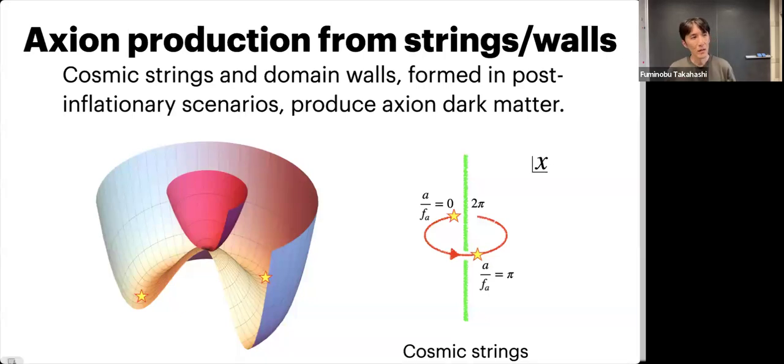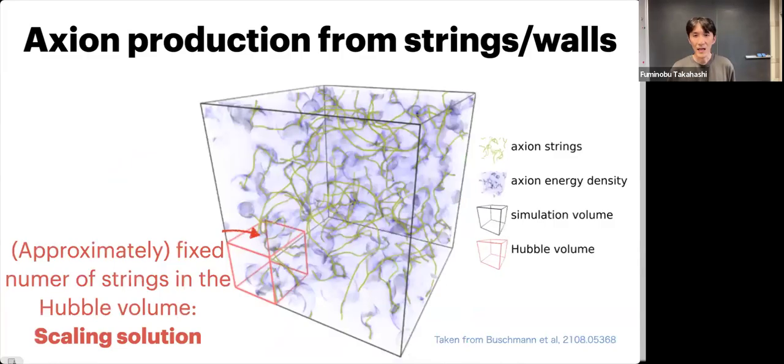And the evolution of the cosmic strings and domain walls has been extensively studied because they are crucial for estimating the axion abundance. For instance, I took this figure from the Buschmann et al. paper. These yellowish lines are the axion strings. Okay? And the blue regions represent the axion energy density. And this red box corresponds to the Hubble volume.